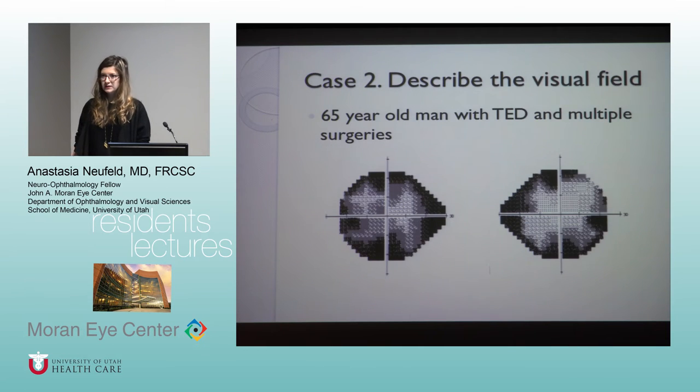All right. So, Lee, do you want to take this one on? So, this is a gentleman we saw a few weeks ago. He's got thyroid eye disease, and he's had multiple surgeries, and he does his visual field, and this is what it looks like. So again, started to the patient. Yeah, sounds good enough. So this is a Humphrey visual field 30-2.